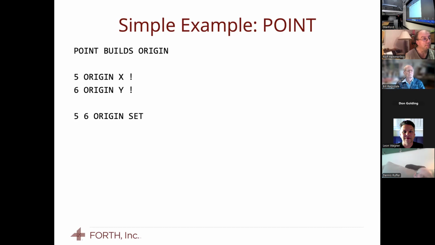The second thing you could do is if you just want to do them both at once, you can use the method that I provided, which was sets. You can say 5, 6 origin set, and it's a little bit tidier and easy to read. And again, it's just Forth code. You can retrieve the two values individually by saying origin X fetch, origin Y fetch, or you can just say origin get and just pick them all up at once. So that's how that works.